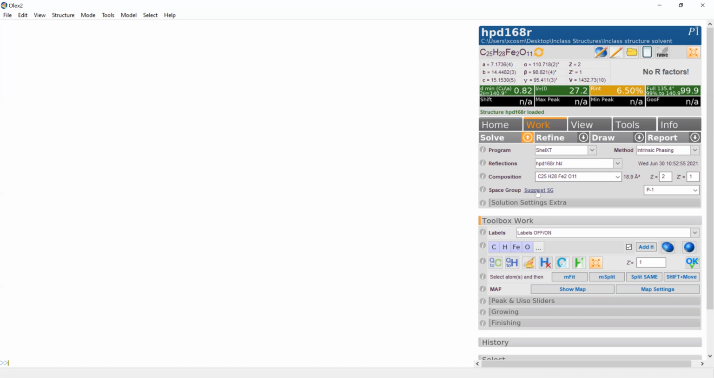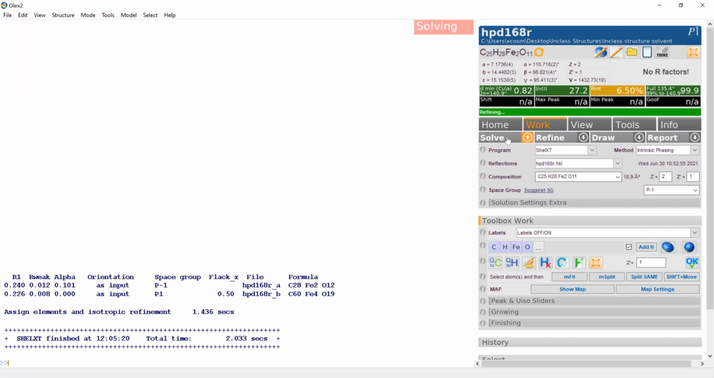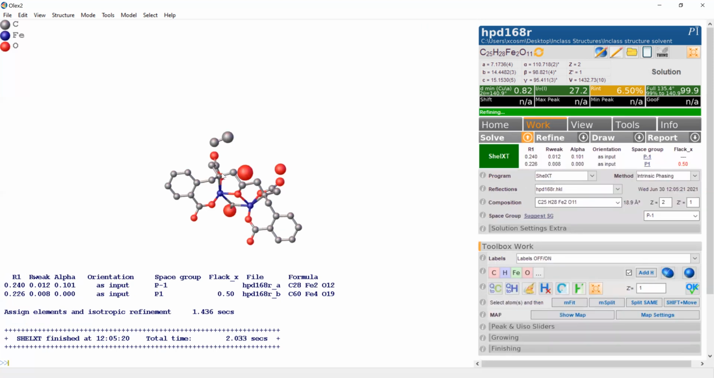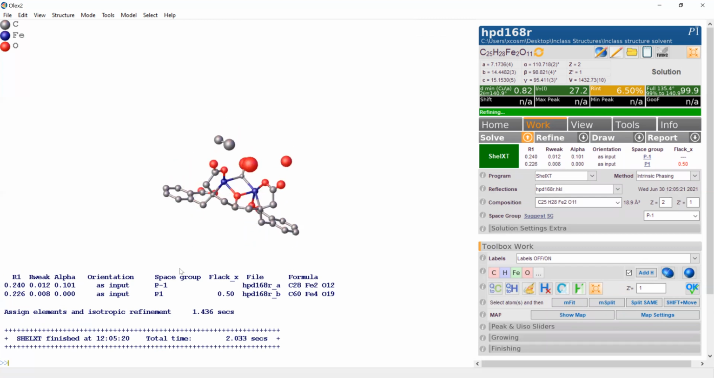Click on suggested space group. Again, we get P1 bar and P1, a centrosymmetric and non-centrosymmetric space group. So we'll stick with P1 bar. We click solve. Now this is an organometallic complex, so it contains iron, carbon, oxygen, and hydrogen. So this is our initial structure.